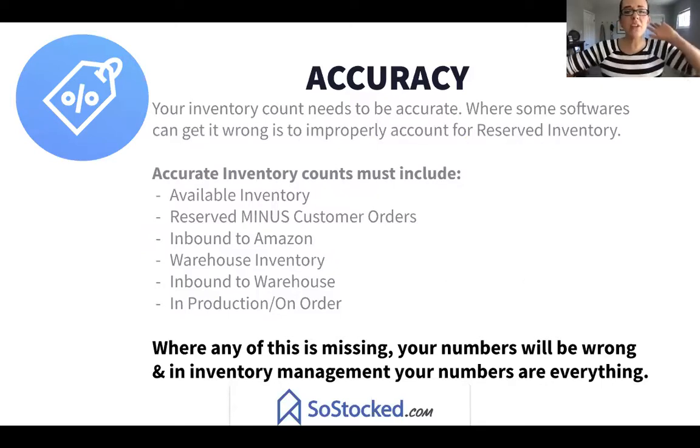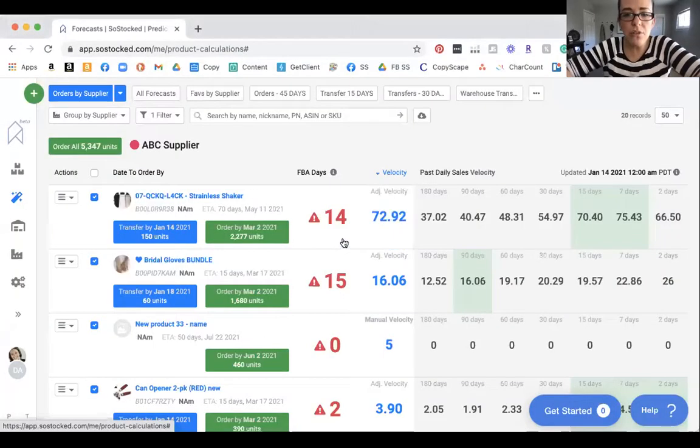So an accurate inventory count has to include your available inventory, your reserves minus customer orders, anything you have inbound to Amazon, any warehouse inventory, anything inbound to the warehouse, and anything in production or on order, right? So that's what the tool is doing. It's looking at all of those things, right?